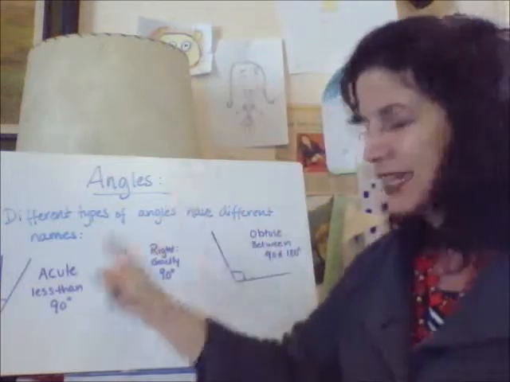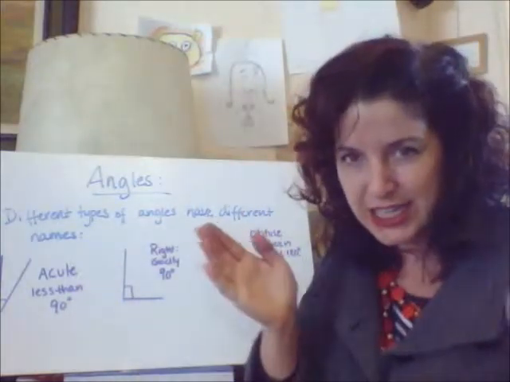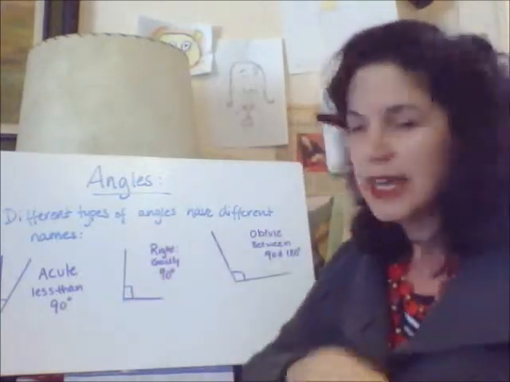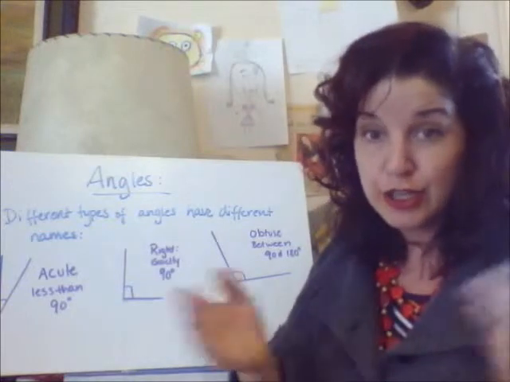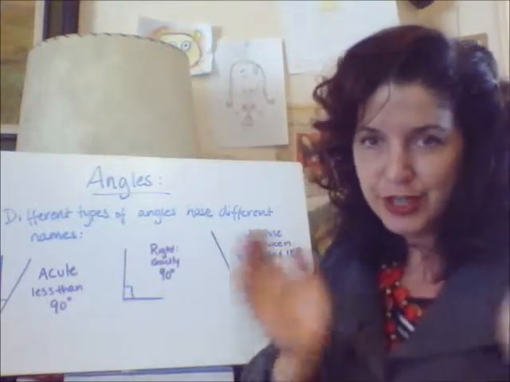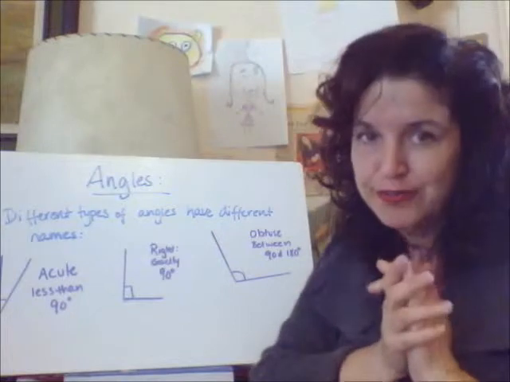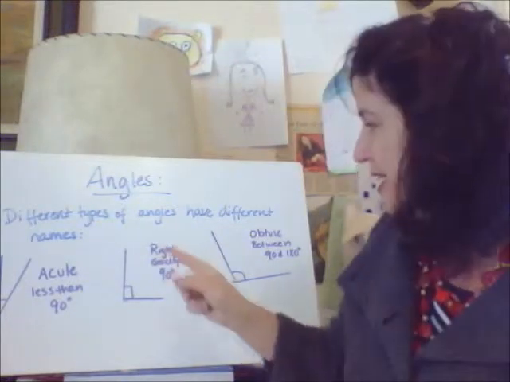So the first one is acute. I always remember this because I think it's little, it's cute. Acute angles are less than 90 degrees, so they are smaller than a right angle. So anything littler than a right angle is going to be an acute one.